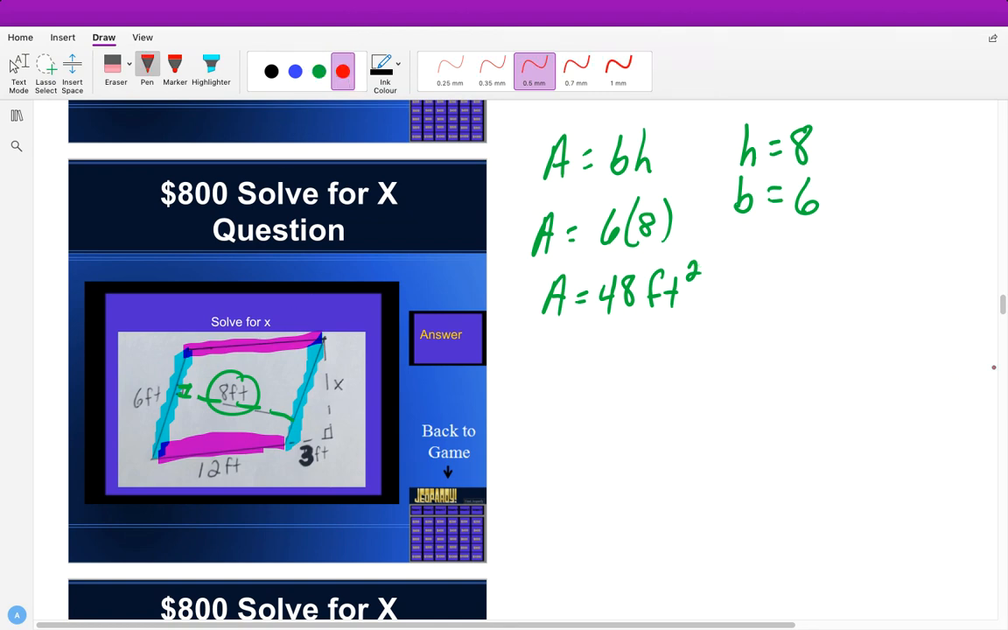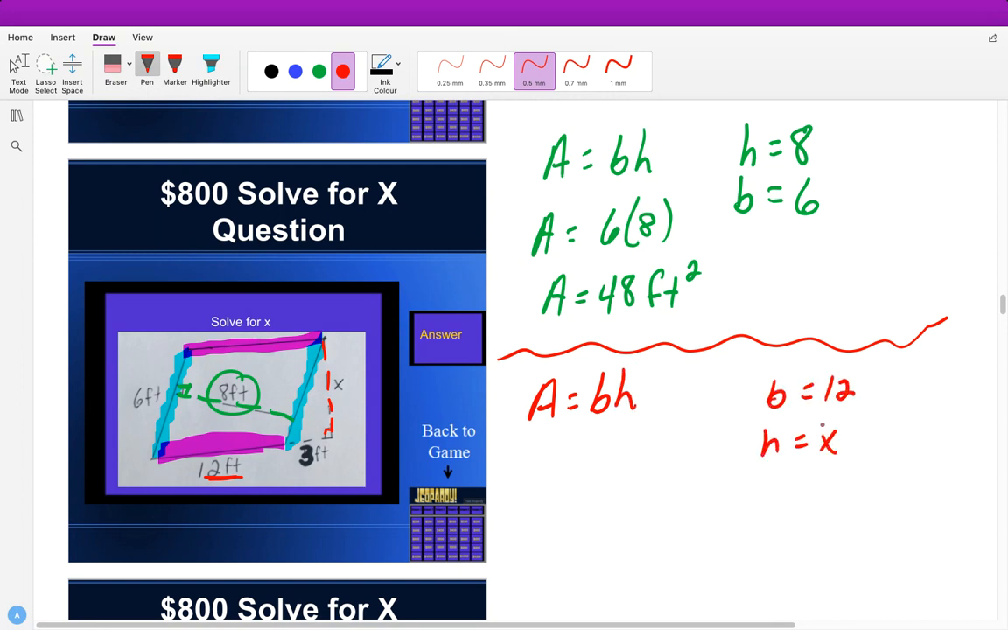So now I say, okay, well, I can solve for that missing height then, because this dotted line is connecting the two pink bases, and I know that my base of my pink is equal to 12. So my area is equal to base times height. My base is equal to 12. My height is my x. And I just solved that my area is equal to 48.